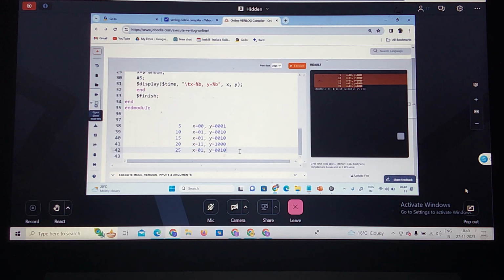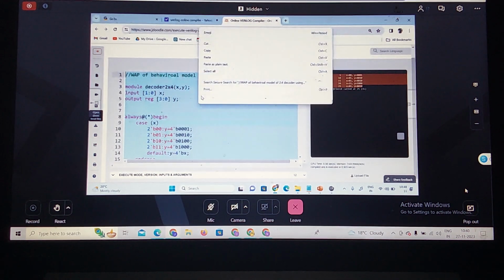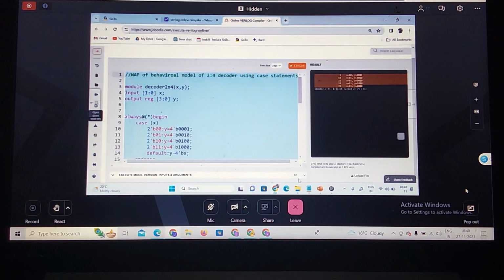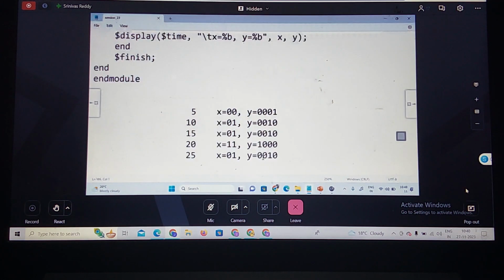You need to understand how to model the decoder using case statements. This is the use of casex, casez and case statements, which are multi-branching statements. You can take up assignment questions on any of the case statements.